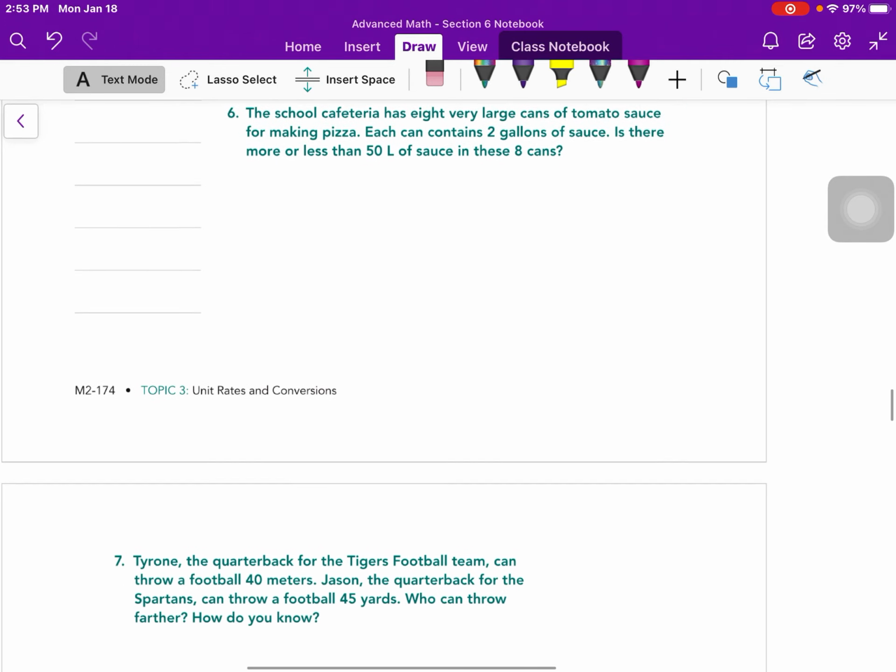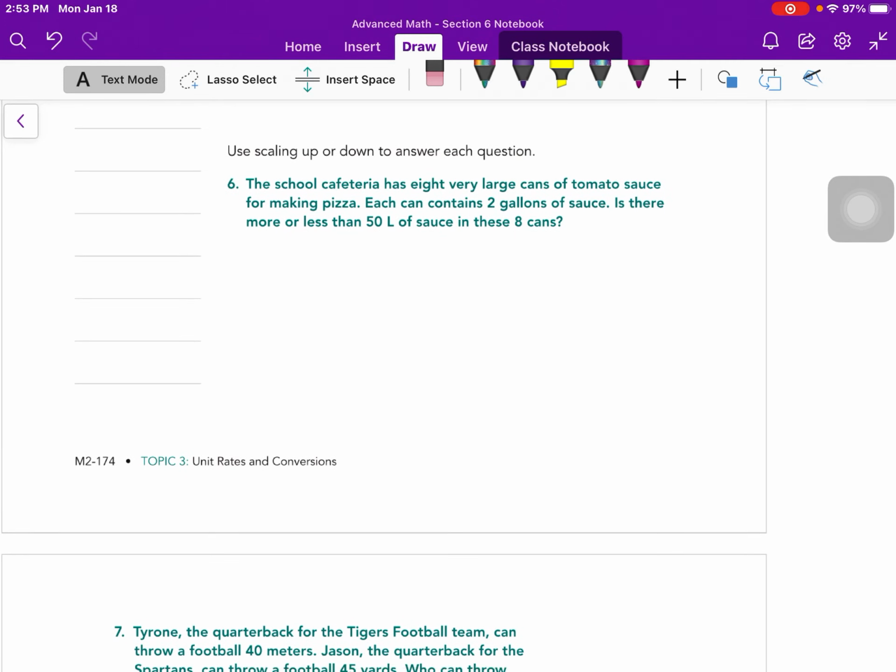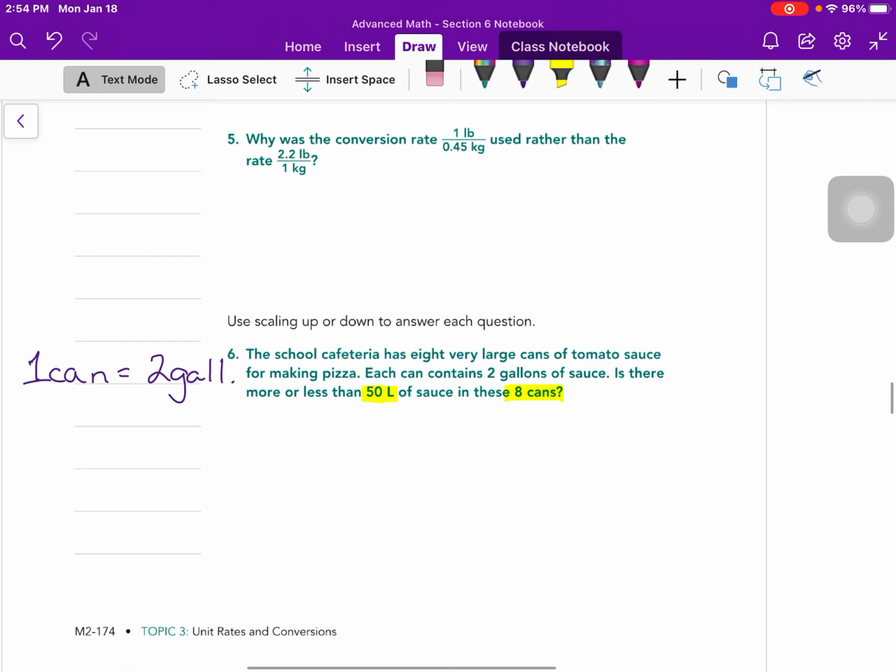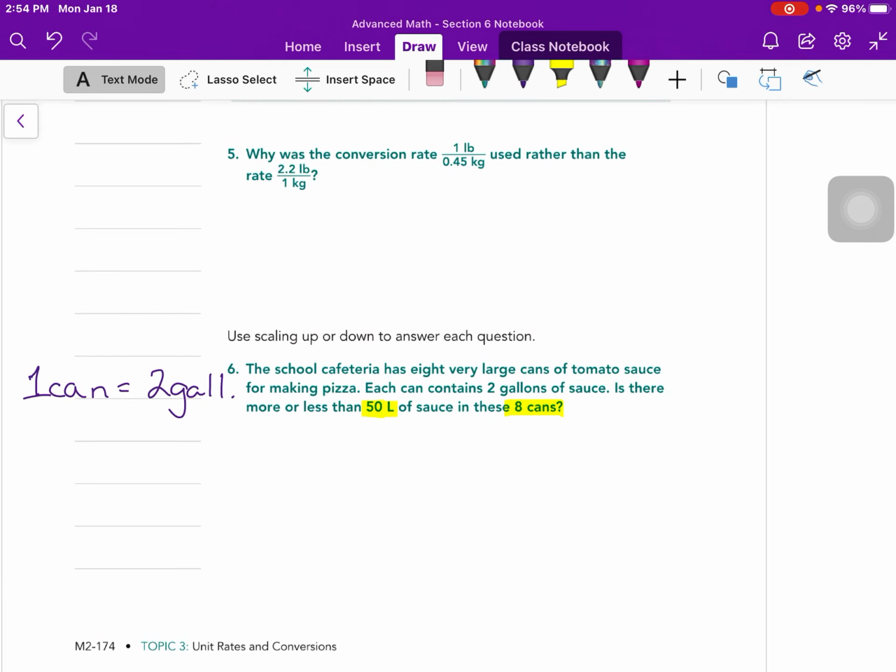Let's try it out on a problem just like down here with our school cafeteria. The school cafeteria has 8 very large cans of tomato sauce for making pizza. Each can contains 2 gallons of sauce. So 1 can, 2 gallons. Is there more or less than 50 liters of sauce in 8 cans? All right, so I'm talking liters and I'm talking gallons. I've got to know a conversion between liters and gallons in order to be able to do this problem.